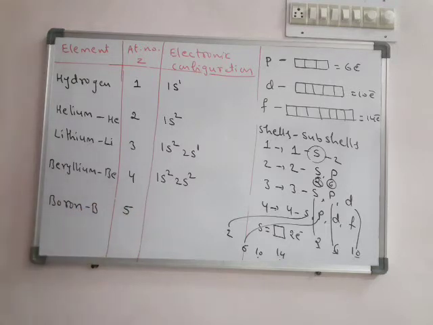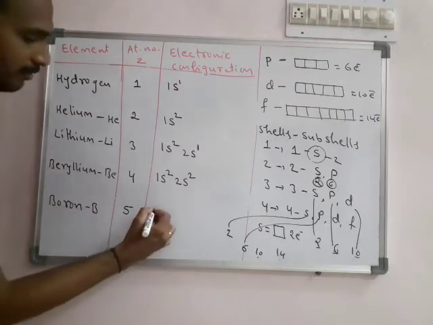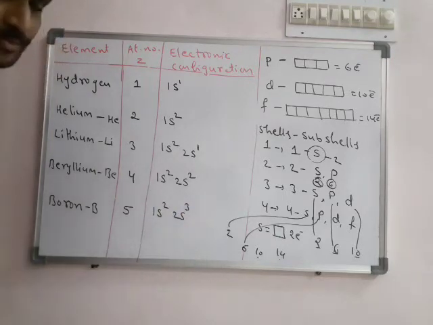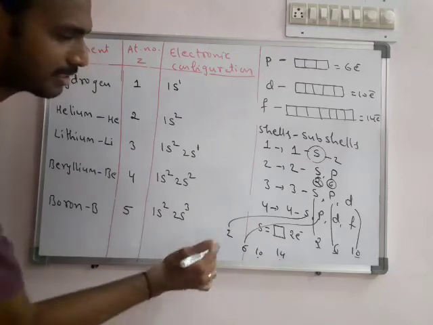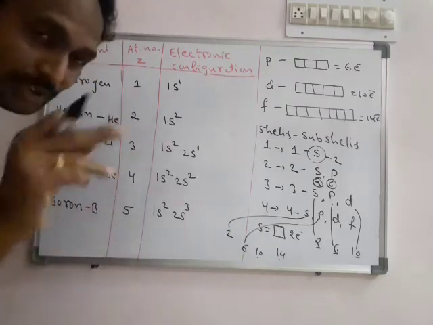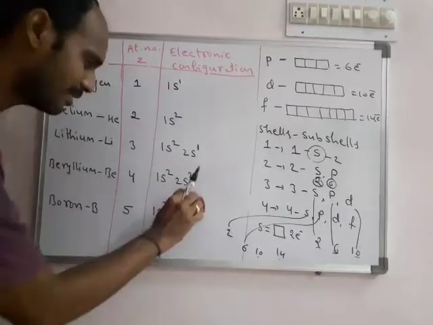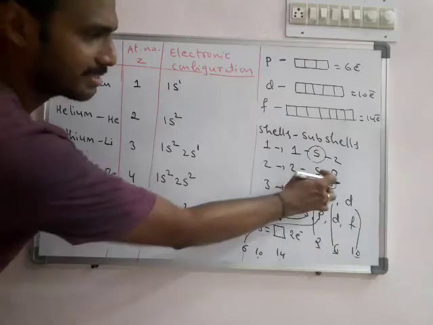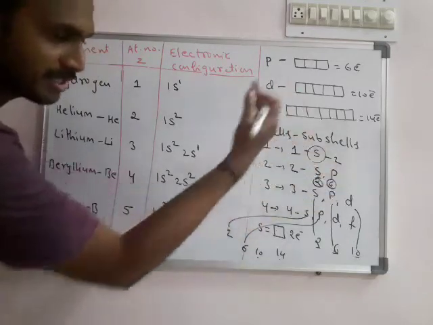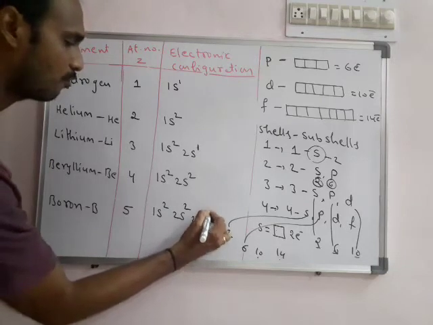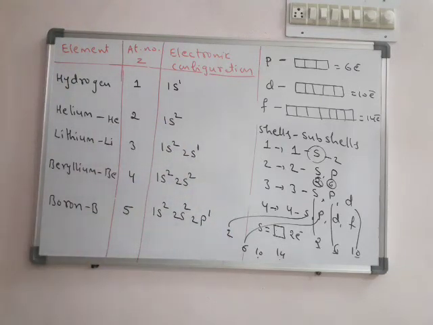Boron is atomic number 5. So 1s2 2s3 is a possibility, but remember, the s subshell has only one box, and one box contains only 2 electrons. So 2s3 is not allowed. Once 2s2 is complete, the next one is 2p, and 2p can take up to 6 electrons. So in 2p there is 1. Next.